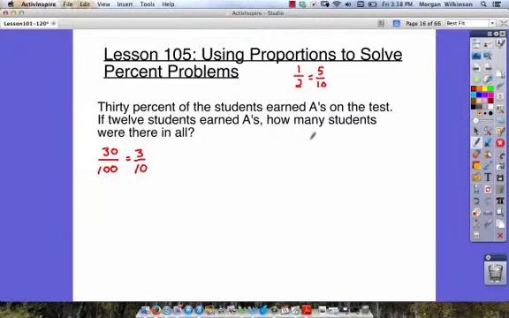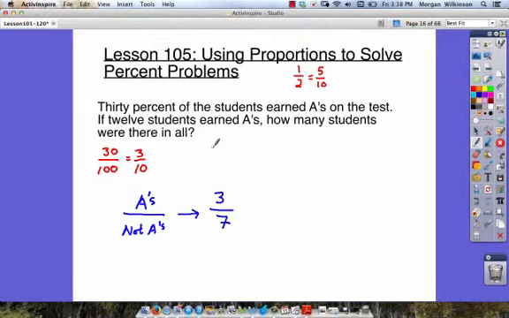So 30% of the students earned A's on the test. In order to write our proportion, the numerator is going to be the students who earned A's, and the denominator is going to be students who did not earn A's. When we set this up, we can then go ahead and solve the problem. Because we have 3 out of 10, 30%, 3 students would earn A's. So if 30% of the students earn A's, that would mean 7 students did not earn A's, because there's 10 total students. 3 got A's, 7 must not have had A's.